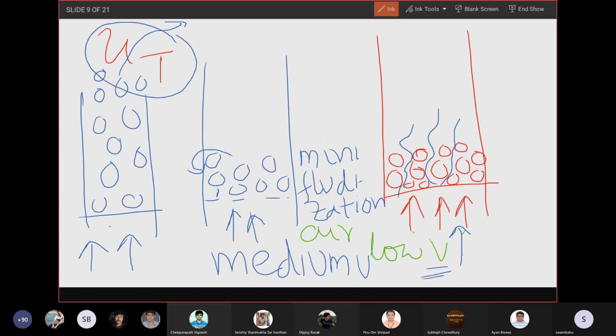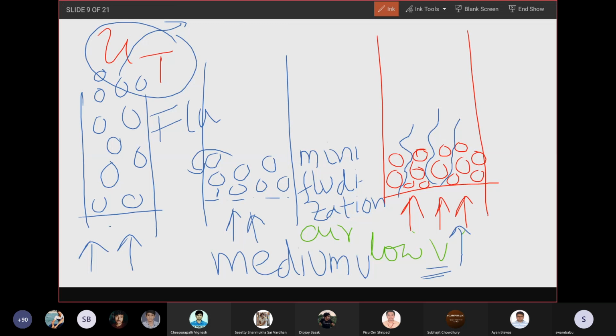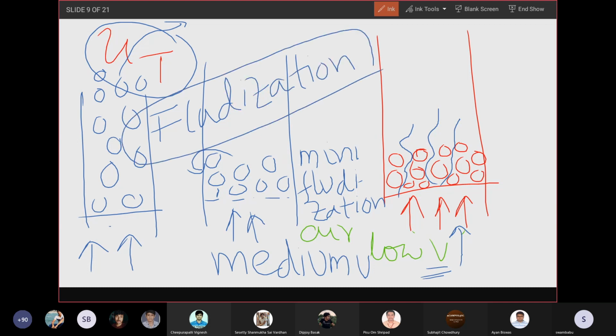The condition before attaining terminal velocity is called the fluidization condition. Fluidization itself is a big concept. I will not touch that in this course because it's not part of this course. So that's why I will not get into fluidization. I will just stick to pneumatic conveying only.